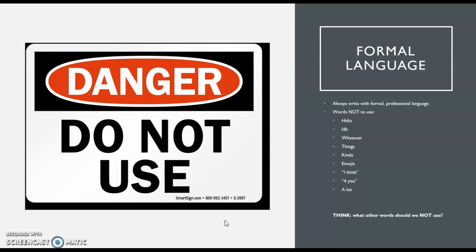Let's talk about formal language. Always write with formal, professional language. That means that even if you're spelling things out, your words also need to be very professional and mature. So here are some words that I should never see in your writing: haha, IDK, whatever, things, kinda, emojis, I think, for you, or a lot. Can you think of any other words or phrases that should not be used in professional academic writing?